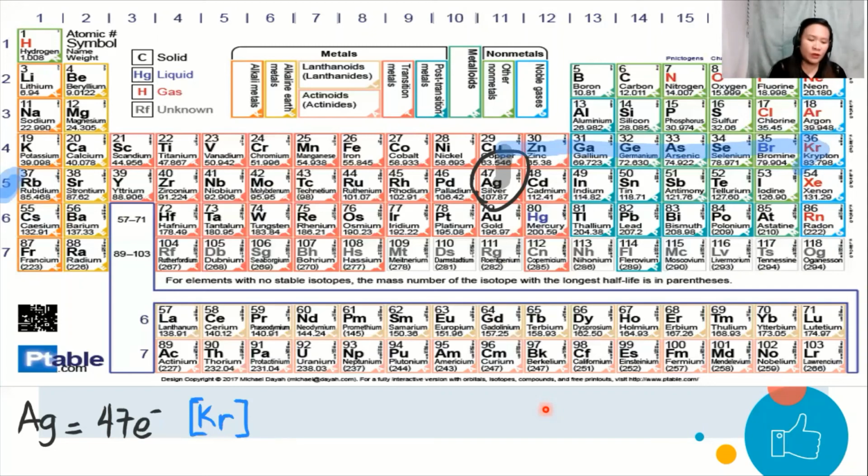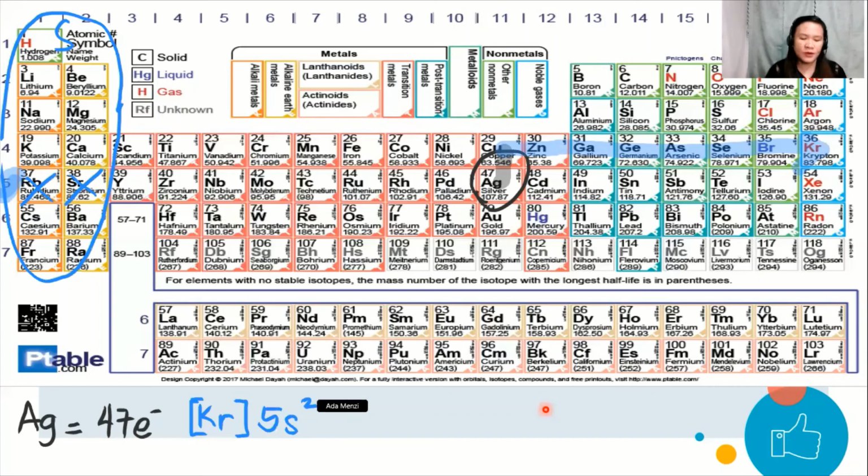So again, we start with the S block. This is the S block again, okay? So we start with the S block. So we have 1 and 2. We write the energy level first, which is 5. So 5s2.